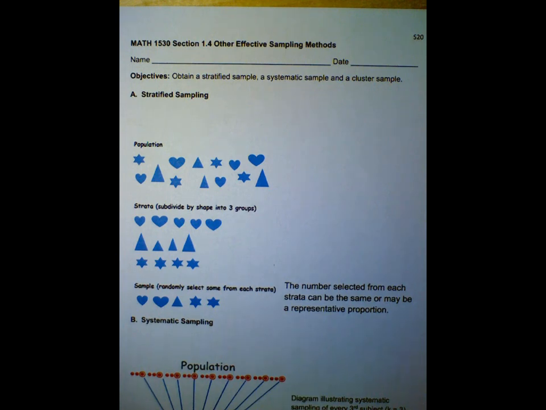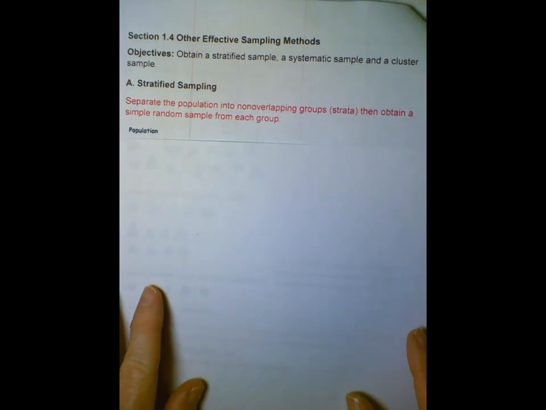So our objectives are to obtain a stratified sample, a systematic sample, and a cluster sample. Before we can learn how to do that, let's find out what the definitions of these three types of samples are, so we'll know what we're looking for. So the first one is a stratified sample. Let's look at the definition of stratified sample.